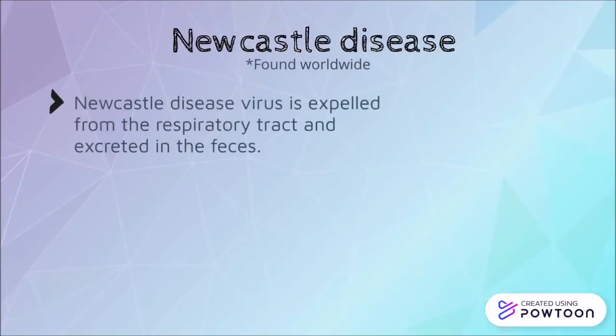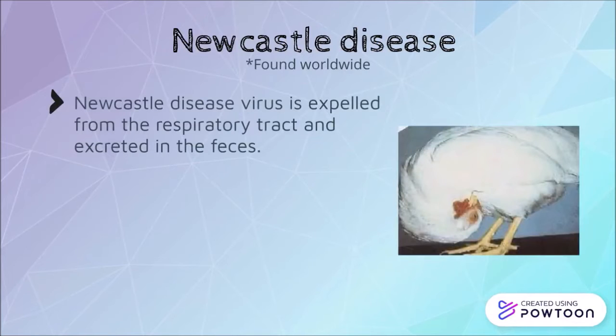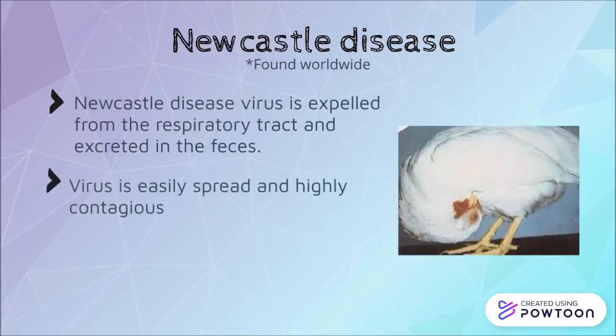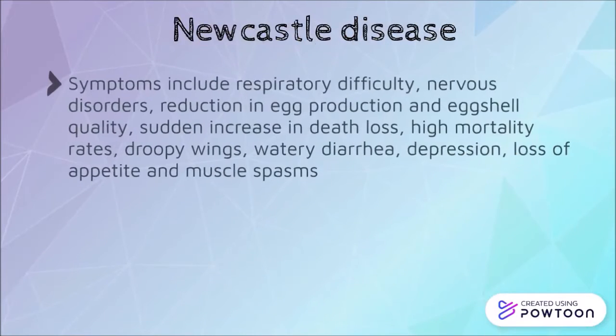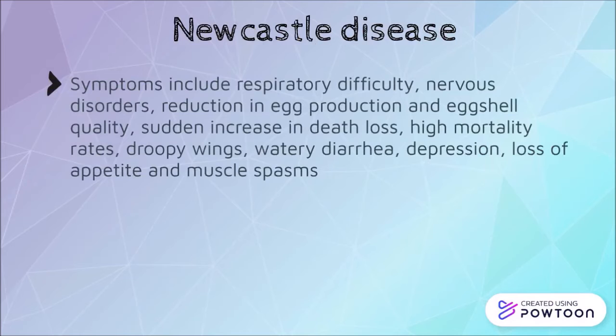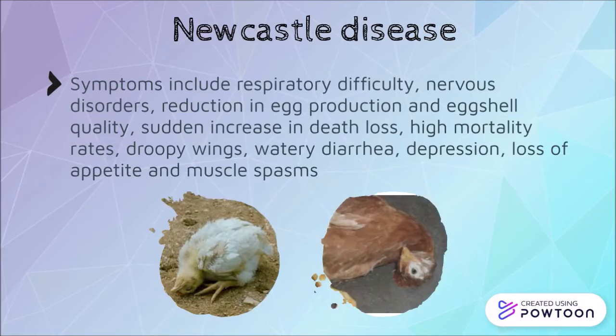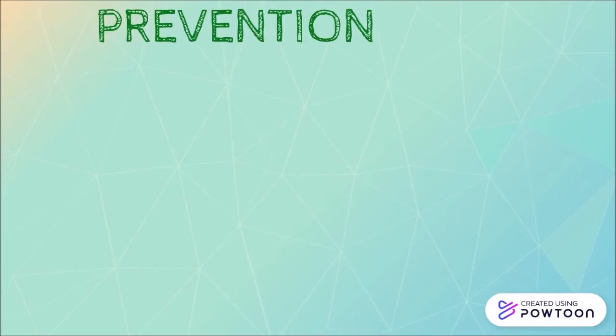Newcastle disease virus is a virus that can come from mites, and it is easily spread and highly contagious among poultry. It can spread through direct contact, airborne transmission, and contaminated equipment. The symptoms of Newcastle disease include respiratory difficulties, nervous disorders, reduction in egg production, and many more.